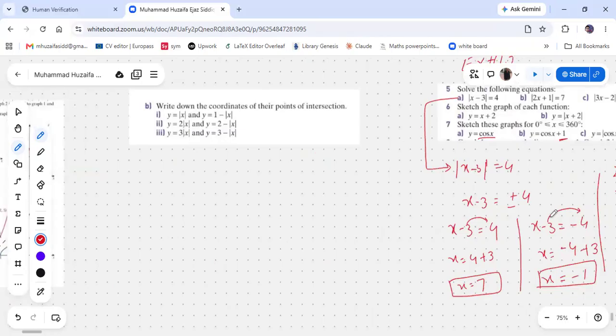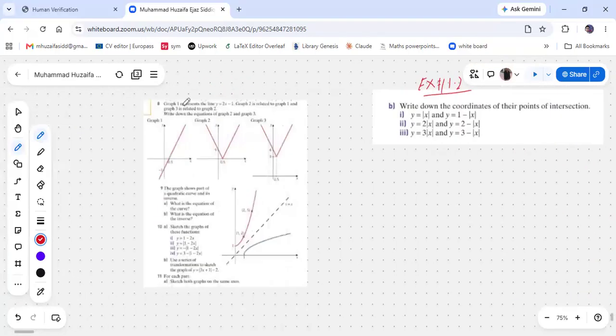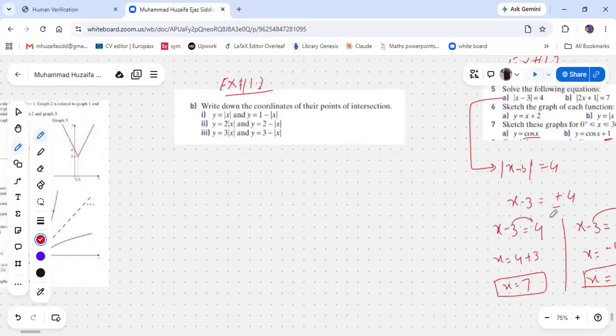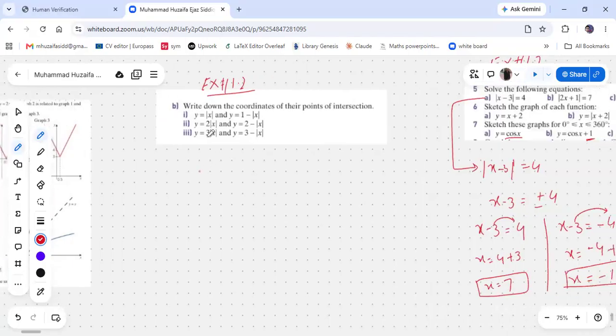Okay. So write down the coordinates of the points. This is also from exercise 1.2. This is the last problem, and these are the rest of the problems. This is 8, 9, 10, and 11. This is our 11th part. First we are doing the 11th part, then we are doing the 10th and 9th part. Okay, write down the coordinates of the points of the intersections.